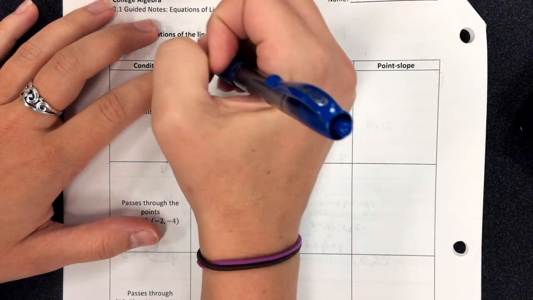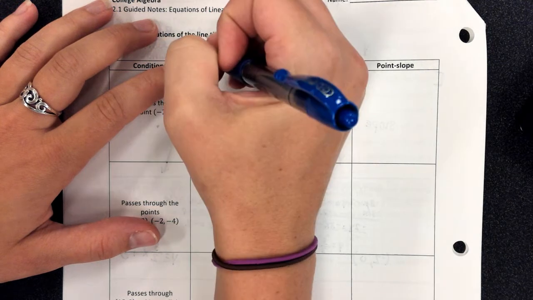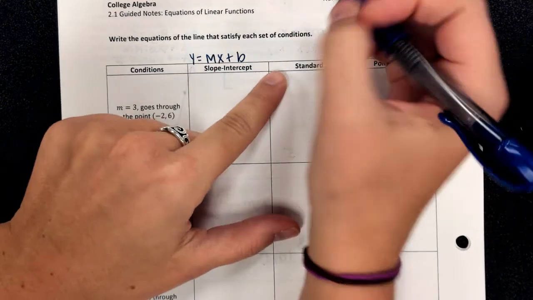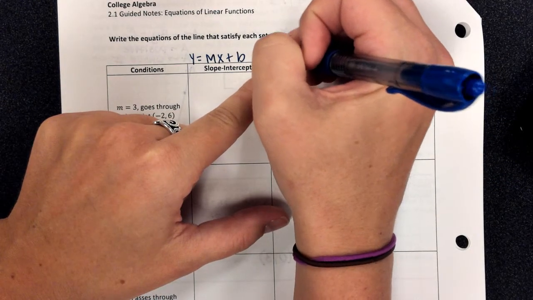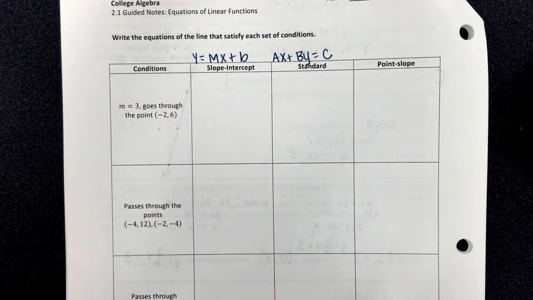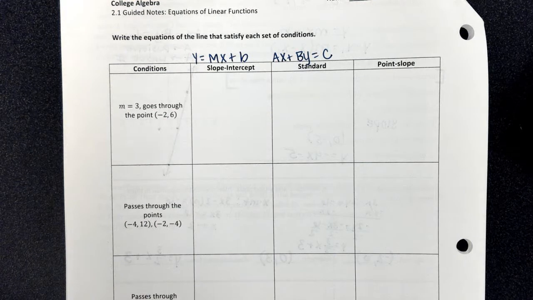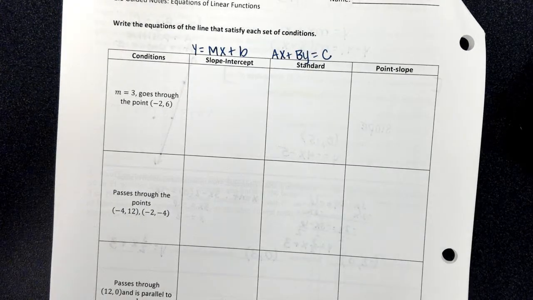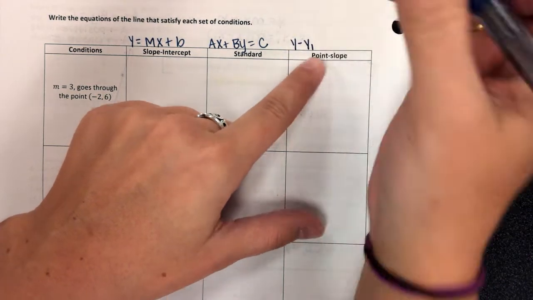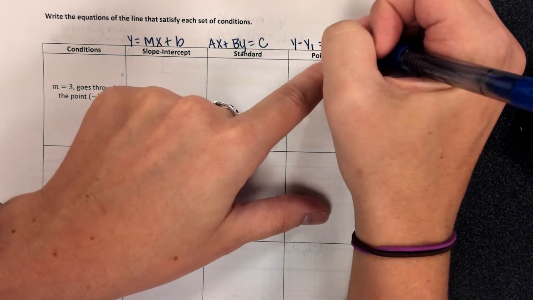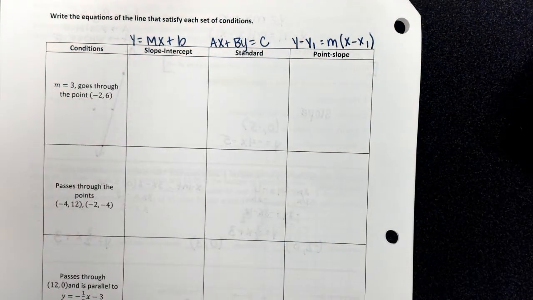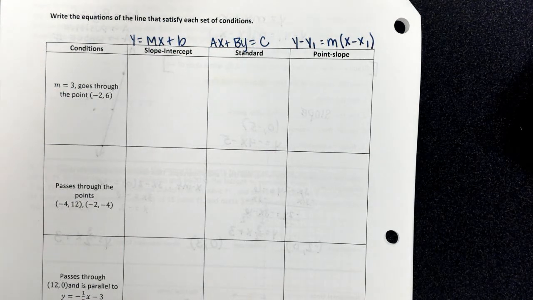Your slope-intercept, what's my equation? Y equals mx plus b. You should know that one for sure. Standard form is ax plus by equals c. Can a be negative? Can a be a fraction? No. Point slope is the long one. Y minus y1 equals m times x minus x1. It's also the trickiest, okay?